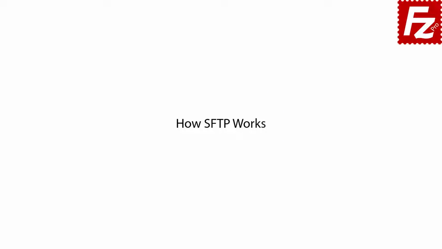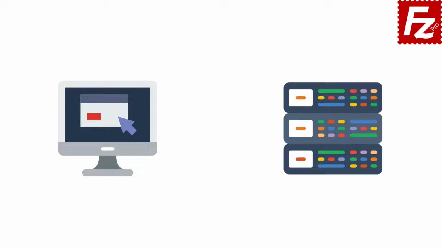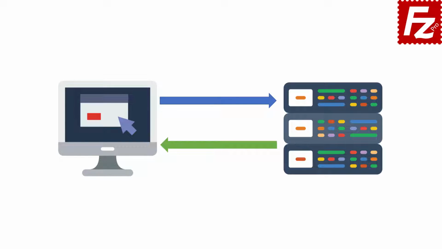How does SFTP work? SFTP is a complex protocol. In this video, we give a detailed explanation of how SFTP connections are established. A client like FileZilla or FileZilla Pro sends a connection request to the server. The server sends the SSH welcome message with the highest supported protocol version. The client then sends its SSH welcome message with its highest supported protocol version.